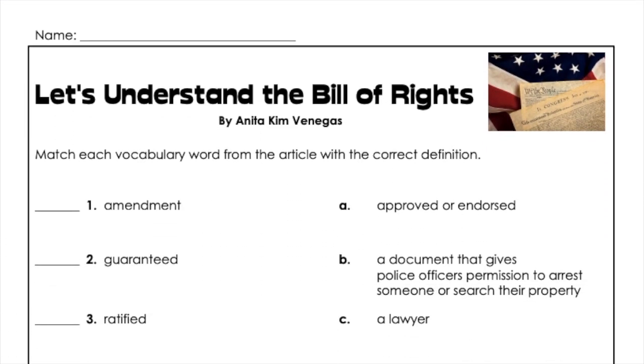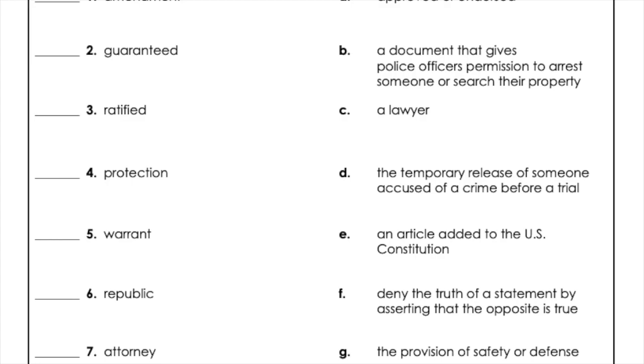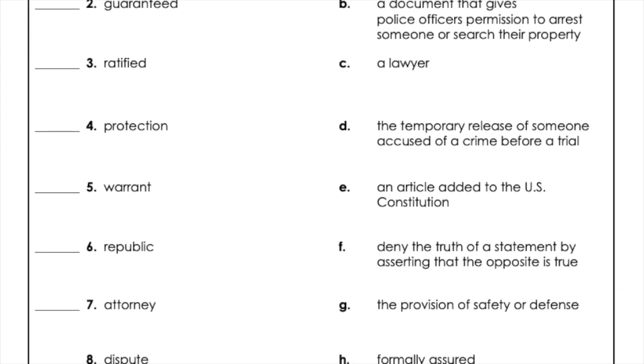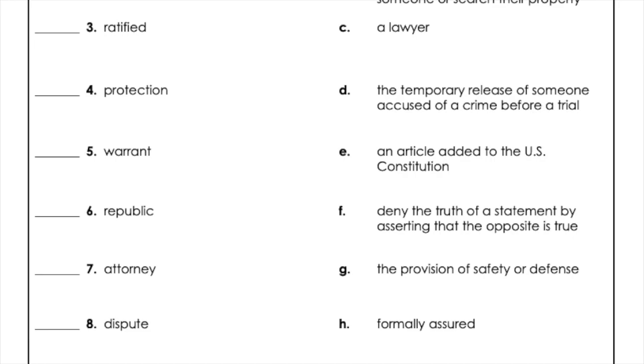Match each vocabulary word from the article with the correct definition. Our words are amendment, guaranteed, ratified, protection, warrant, republic, attorney, dispute, bail, and contradict.